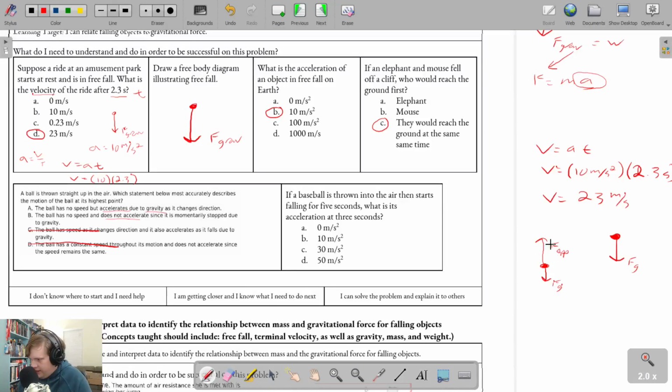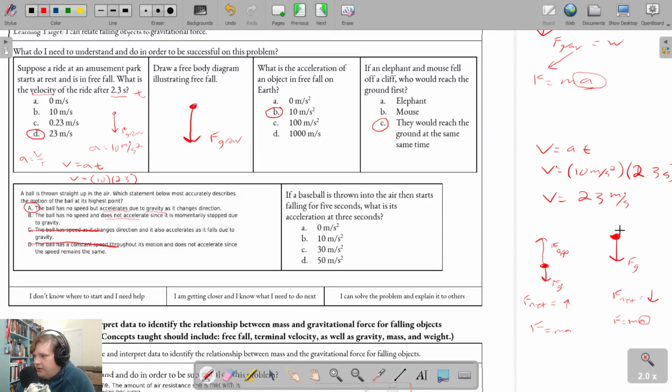Now, if you look at the net force here, remember I think of it like a tug of war. Applied force wins. There's a net force going up. So here our net force is going up. If there is a net force, we know that there's an acceleration. And over here, we have no force going up, but we have gravity going down. So the net force is going down. And if there's a net force, again, we know there must be an acceleration. So coming back here, there must be acceleration. So here we go, A. The ball has no speed, but accelerates.